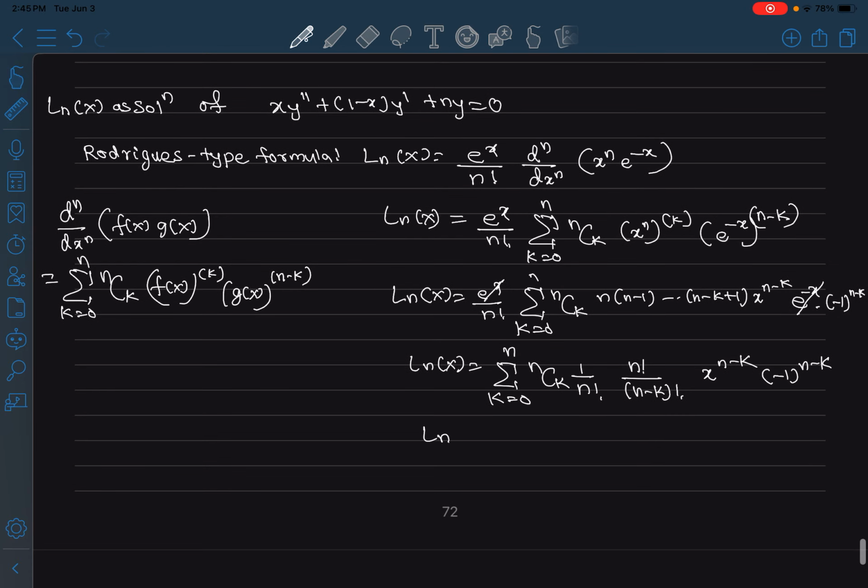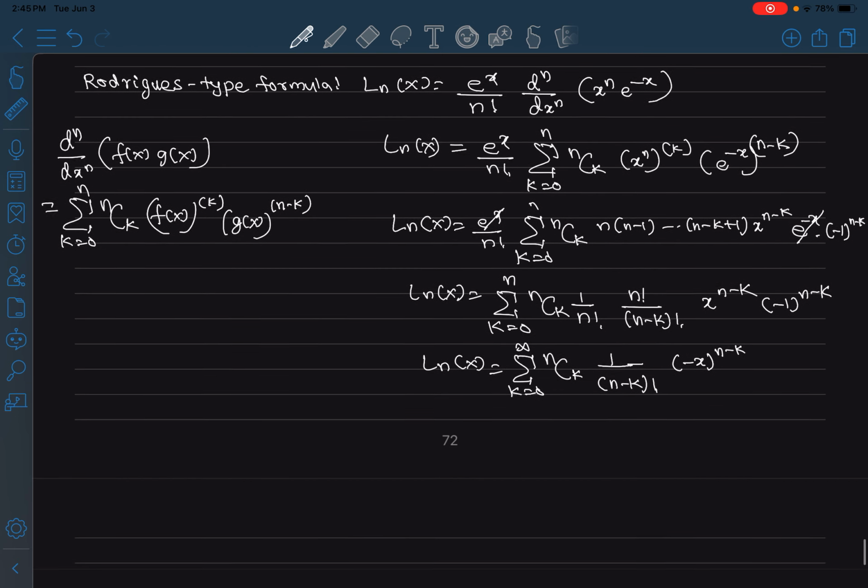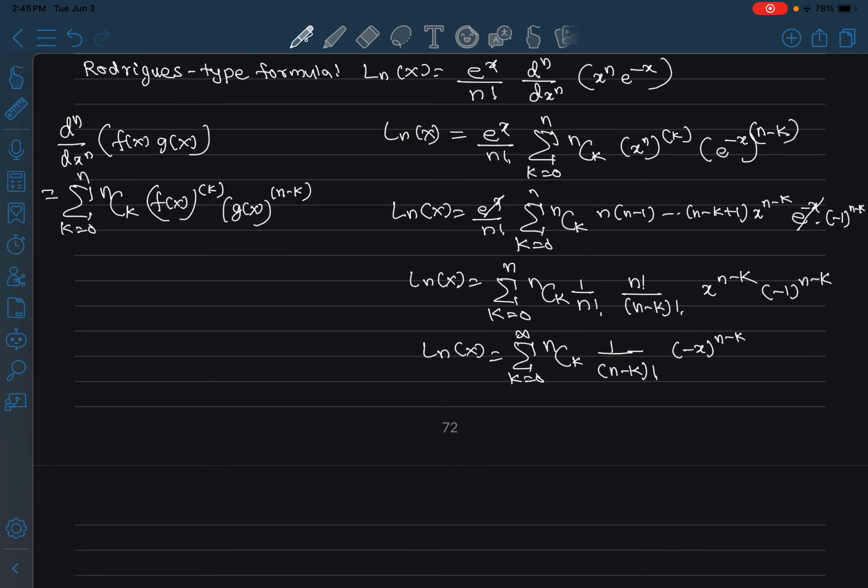So this Laguerre polynomial is now the sum from k equals 0 to infinity of n choose k, and then this one becomes just 1 by n minus k factorial, and then this is minus x to the power n minus k. Okay, so now I'm again going to use another property of sums. Let's say if I have the sum from a to b of f of k, this is the same as the sum from k equals a to b of f of a plus b minus k.